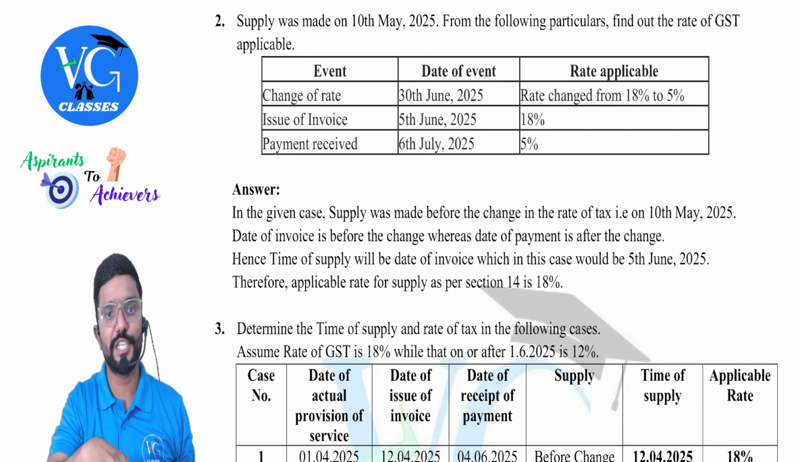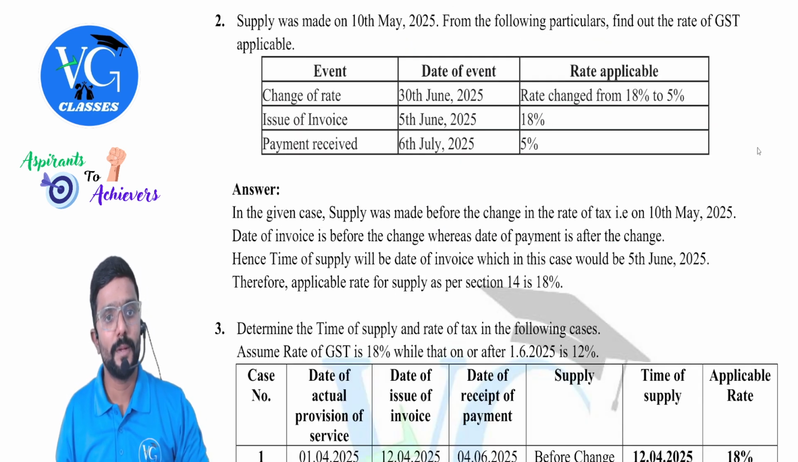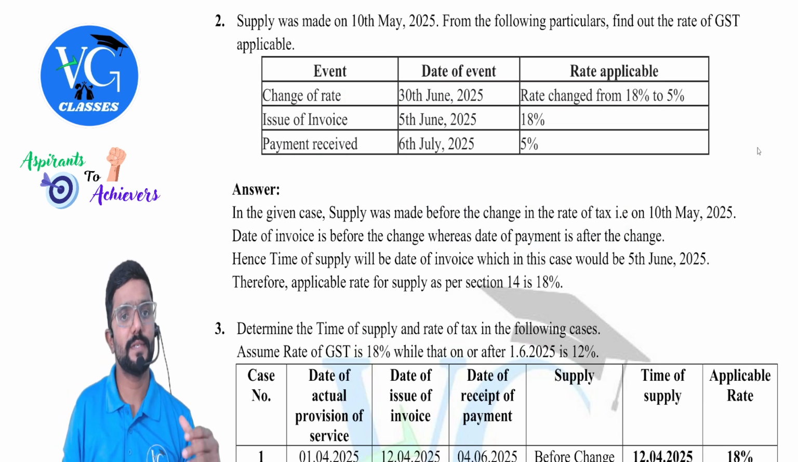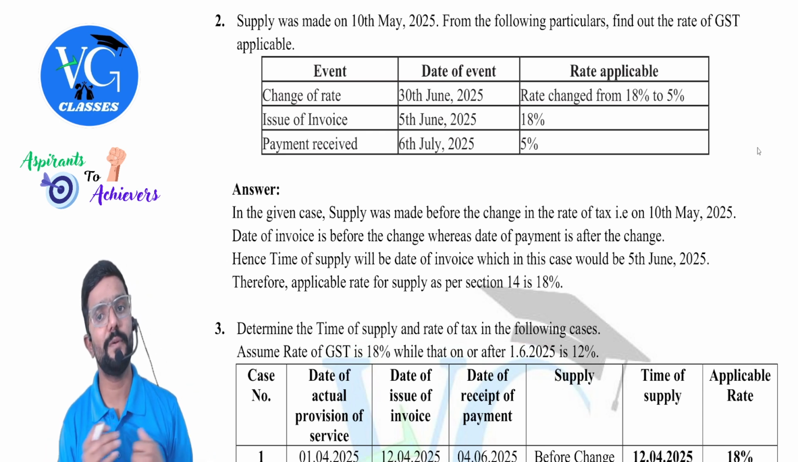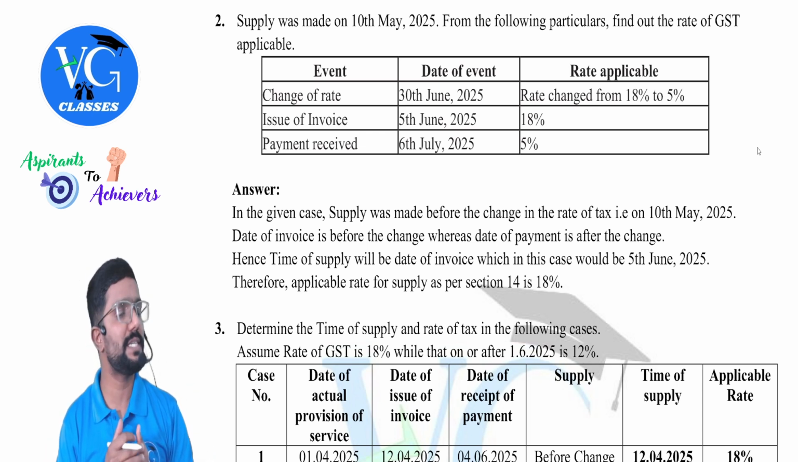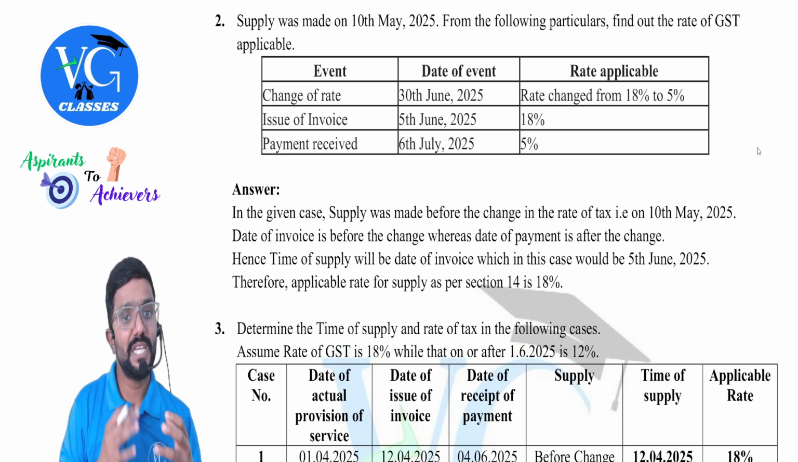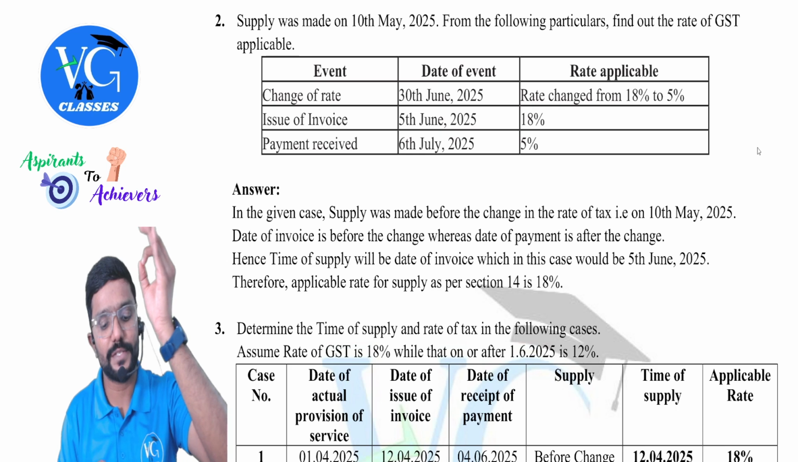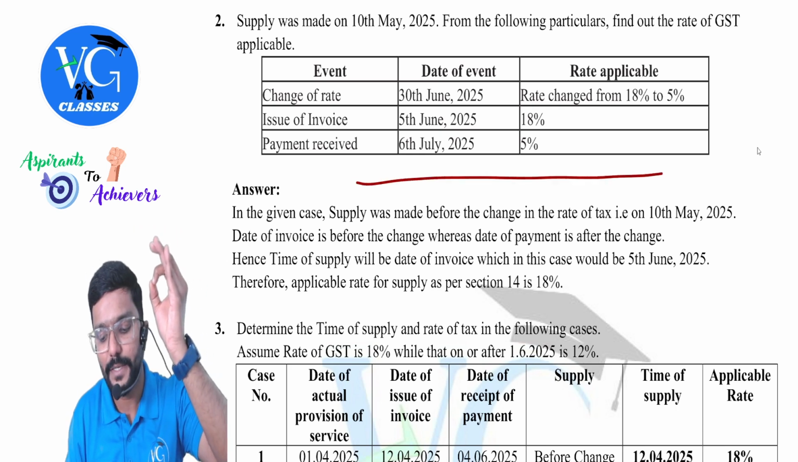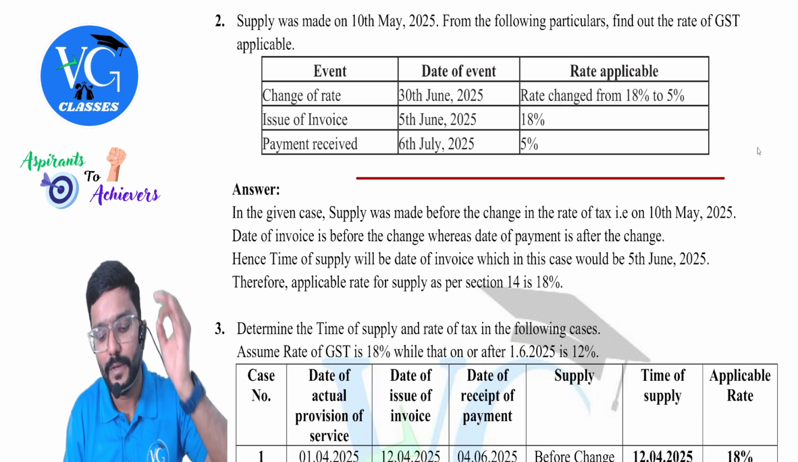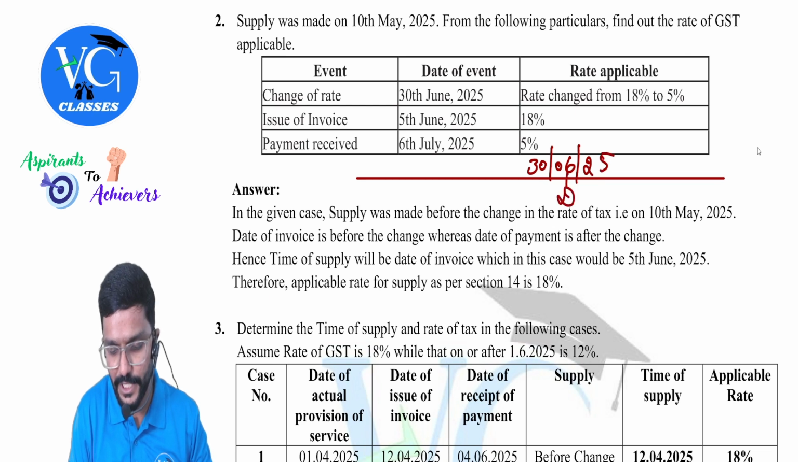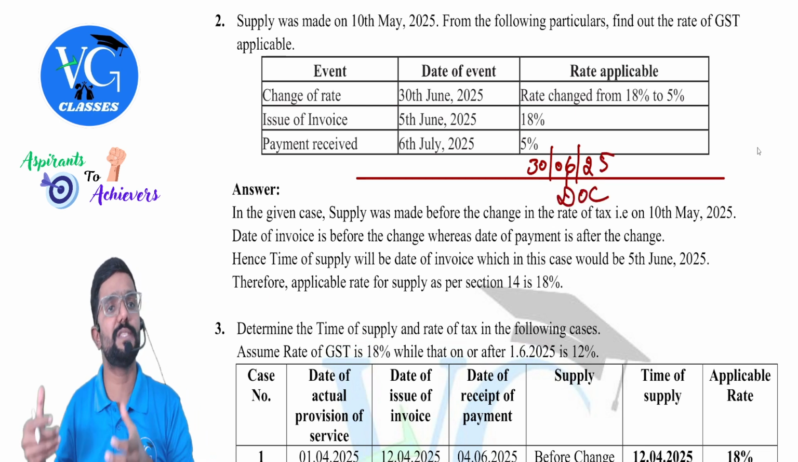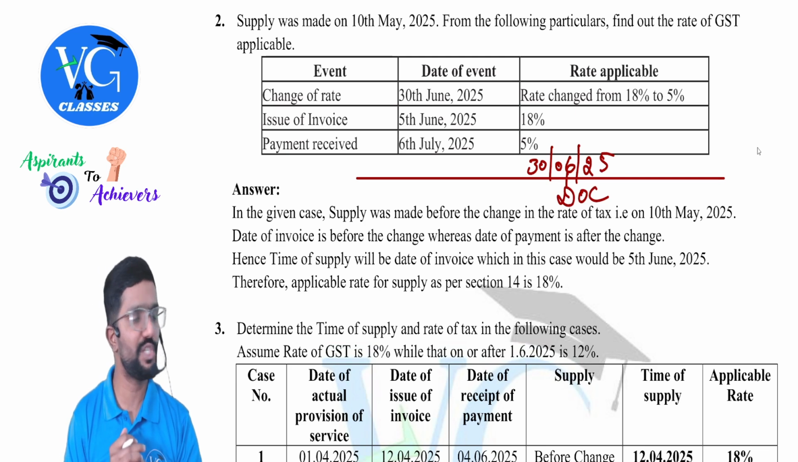Yes, now we will see illustration number 2 on section 14 itself. Supply was made on 10th May 2025. From the following particulars, find out the rate of GST applicable. Change in the rate is 30th June, guys. Let me draw the timeline. On 30th June 25, there is a change in the rate. So I am writing it as DOC, which stands for date of change.